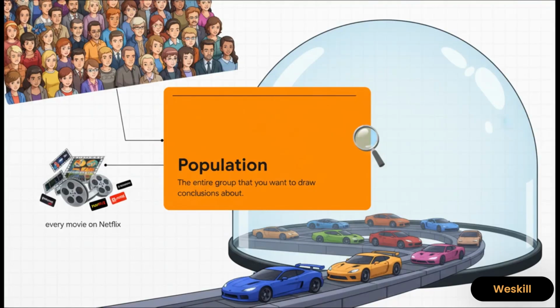All right, first up is the population. Now, this isn't just about people. In statistics, the population is the entire group we're interested in. It could be all the voters in a country, every single movie available on Netflix, or all the cars made by a certain factory. It's the whole shebang, the entire universe of data we want to understand.